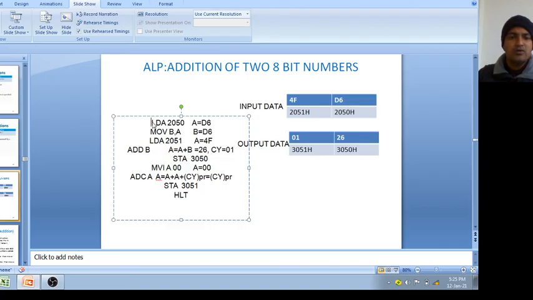This is how to implement an assembly language program in 8085. In the next video lecture we will see more examples.